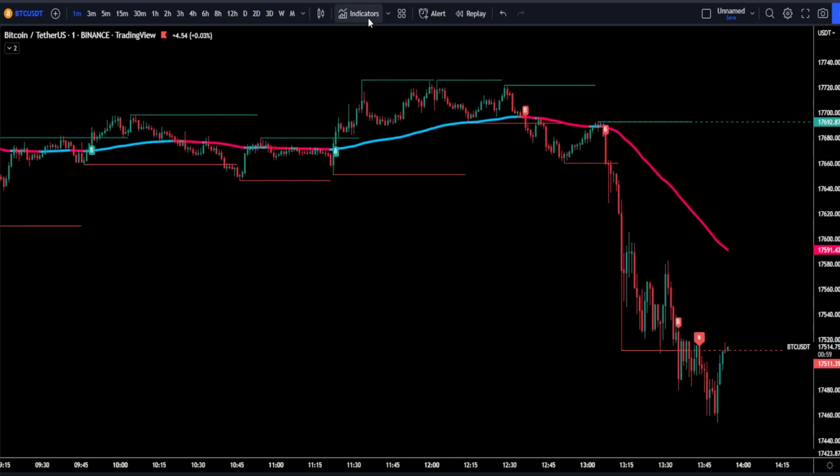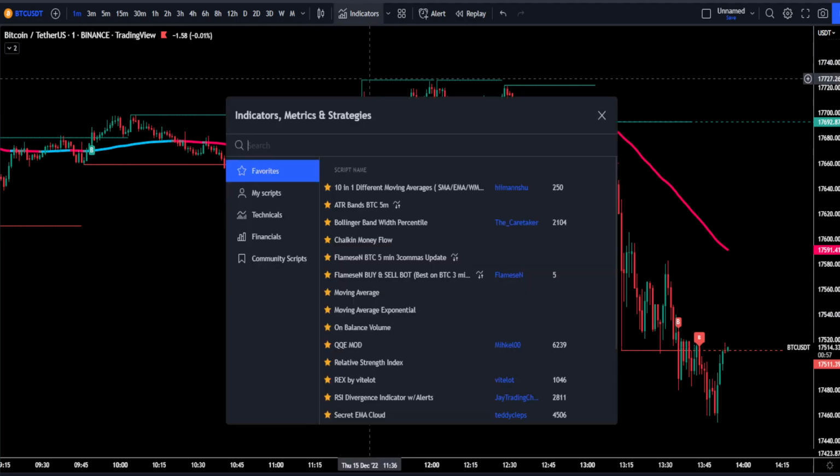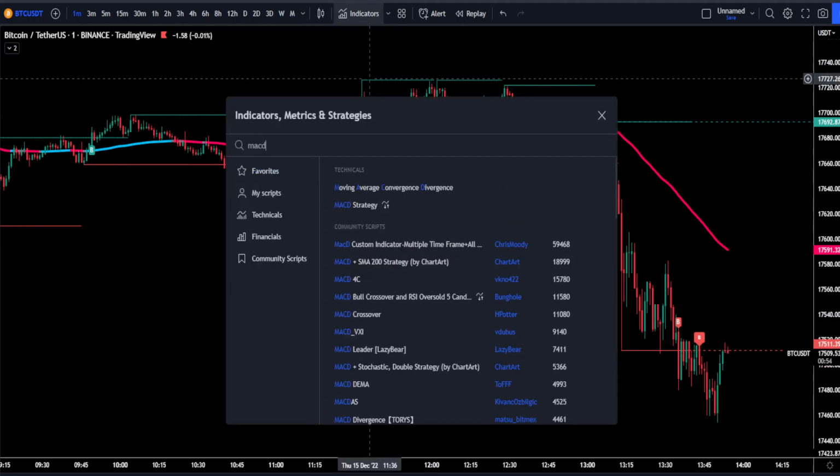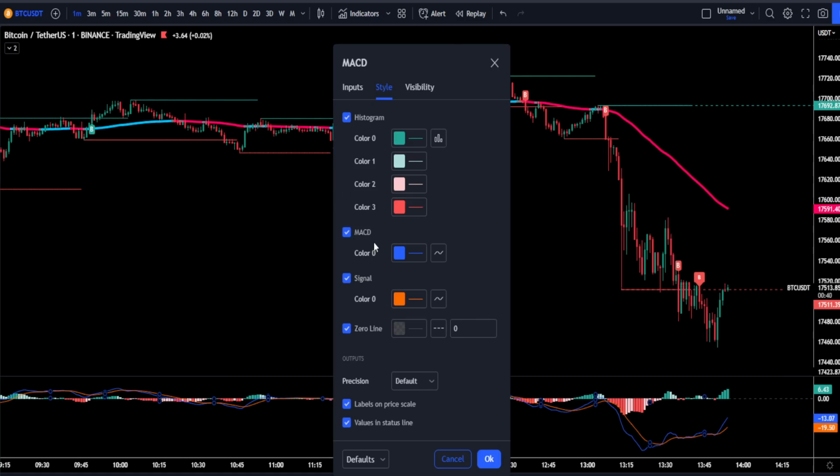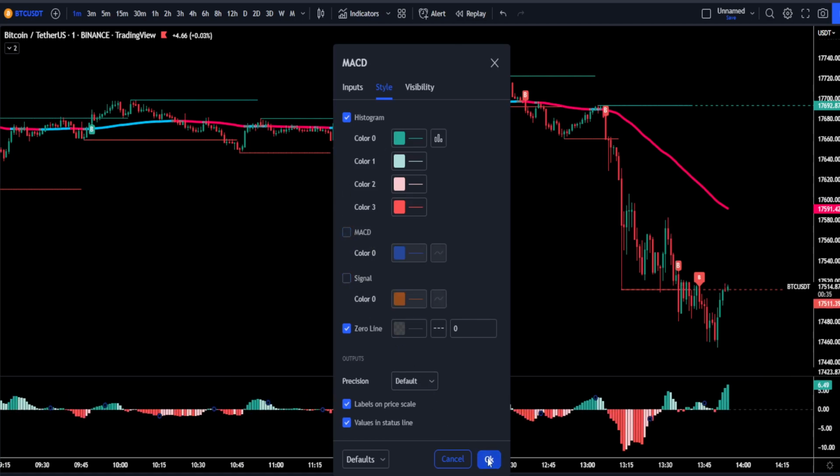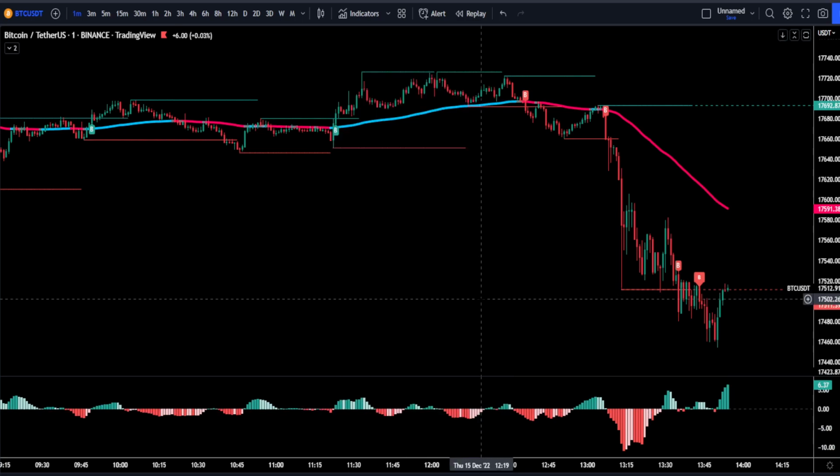And for our third and final indicator, we need to search for our moving average convergence divergence, or our MACD. In the style section we're also going to be removing our MACD line and also our signal line. Okay, the strategy is now complete. Let's move on to our trading rules.